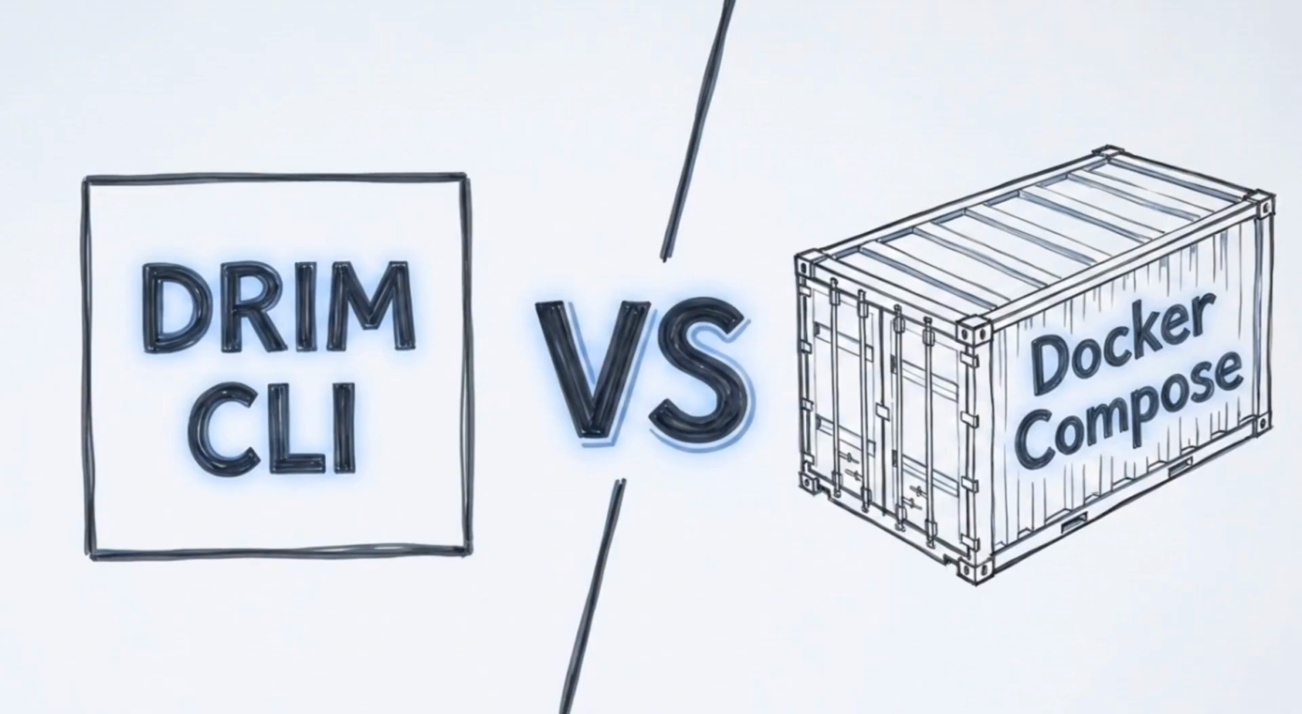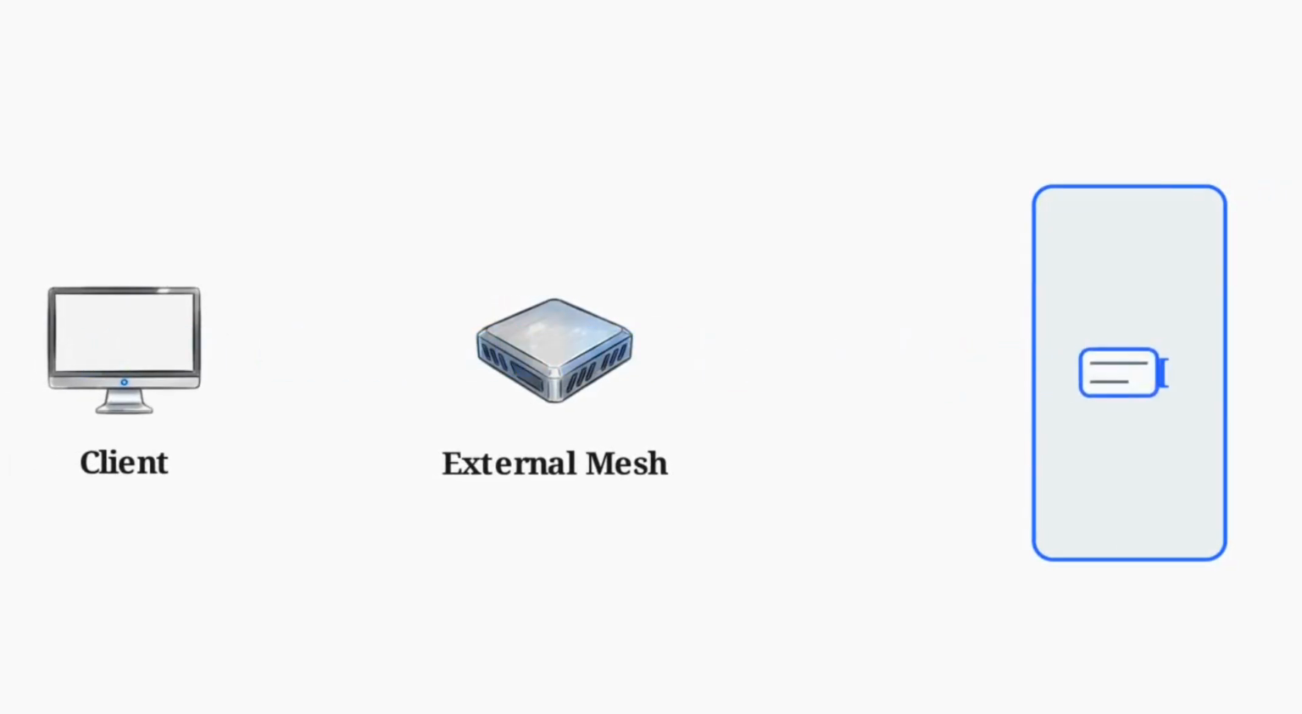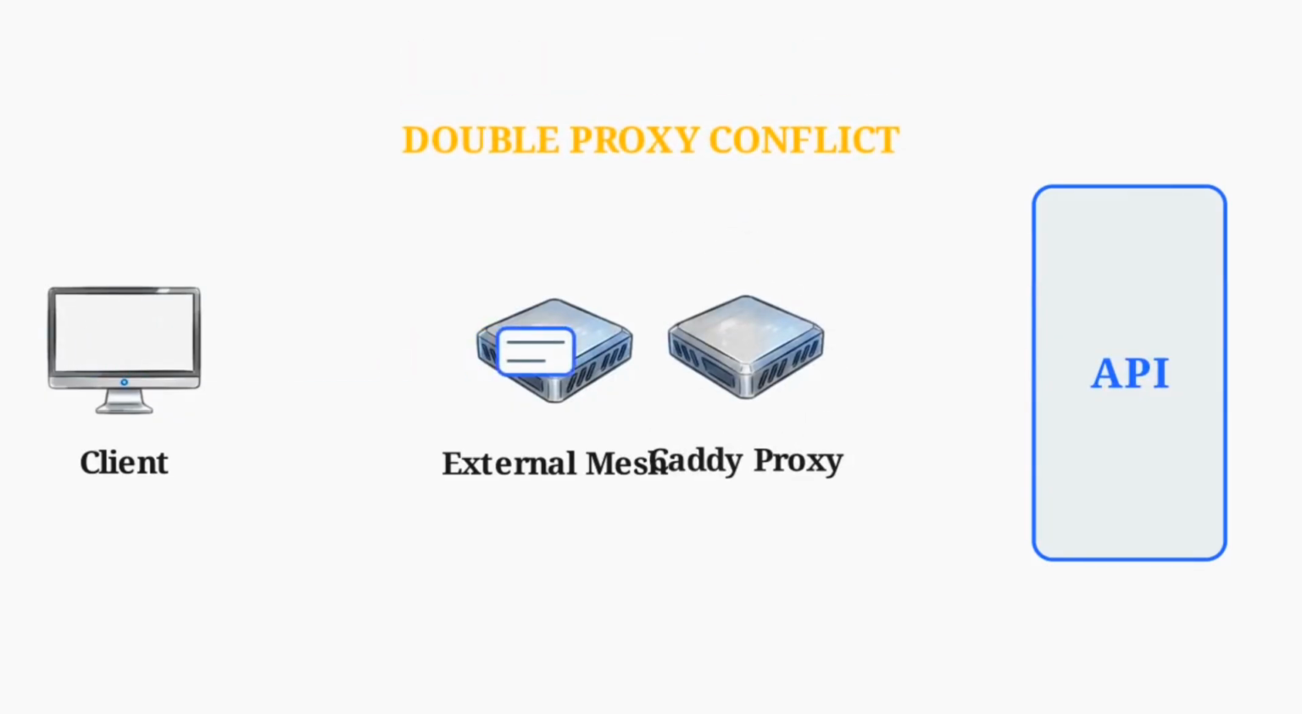With your domain routed accurately, you face an architectural choice. Use the automated DRIM command line tool or use manual Docker Compose orchestration. If you already route your internal services through an external mesh like Cloudflare Tunnels or Nginx, the DRIM CLI will automatically provision a Caddy reverse proxy, creating a double proxy conflict. Severe header mismatches occur, causing the application to crash.